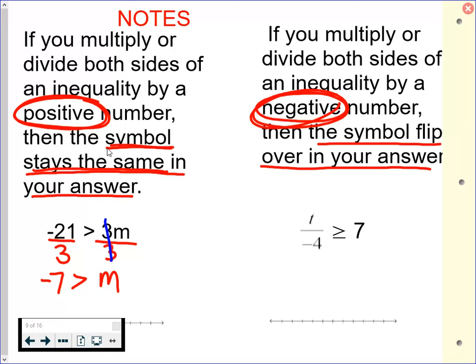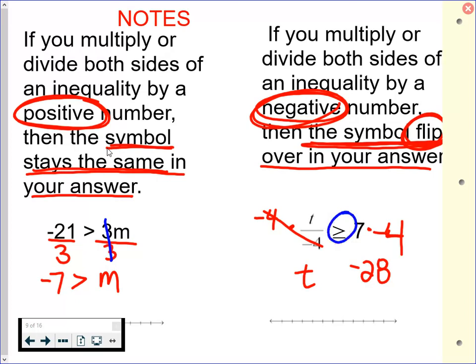This says divide by negative 4. My job is to multiply by negative 4. t and negative 28. But since I multiplied by negative 4, the symbol flips over in your answer. It used to say greater than or equal to. Now it is less than or equal to.